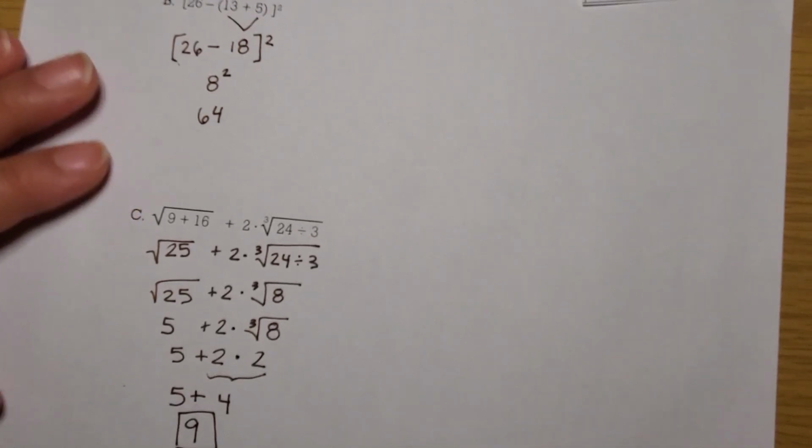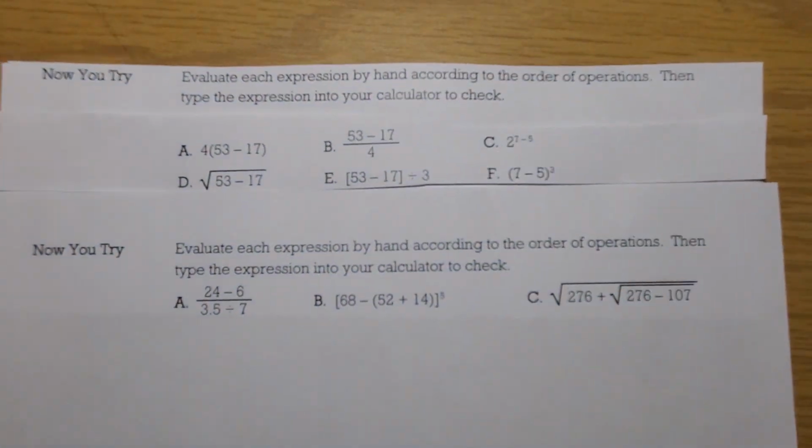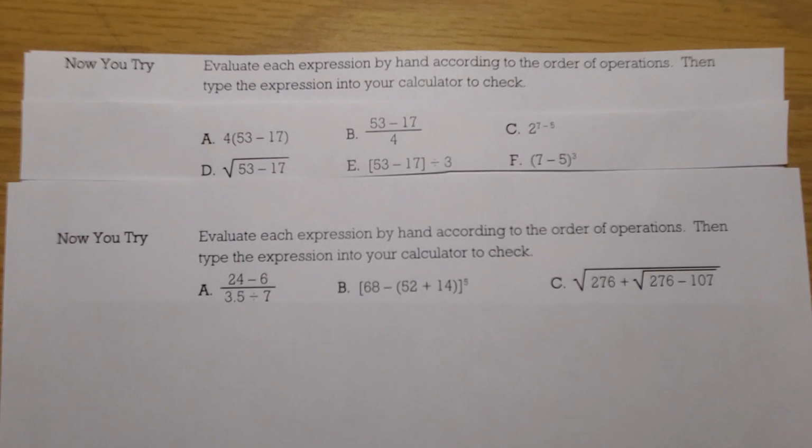So cool. Those are some problems practicing with grouping. And I have a few questions that you can do to try this out on your own. We have a little printing mishap, so a little cut and paste job here, kind of old school. But for this Now You Try, you're going to evaluate each expression by hand according to the order of operations. You can use your calculator to check, but you want to do each step one at a time.